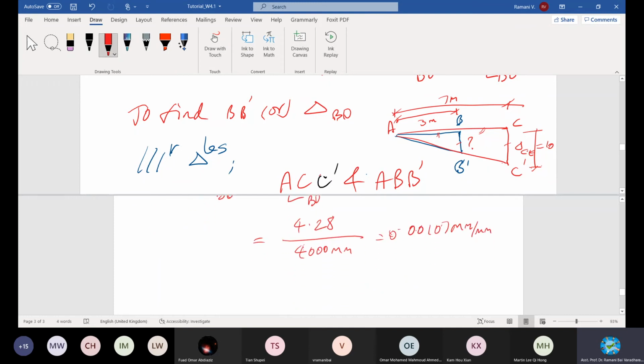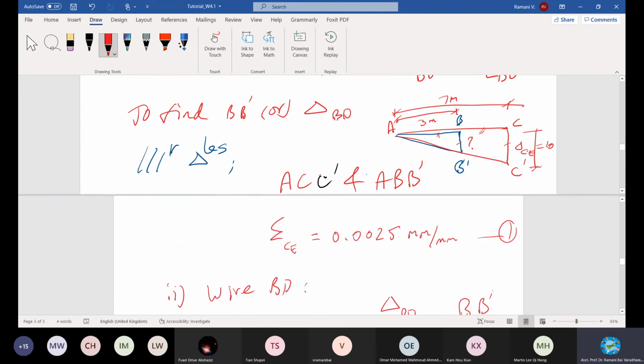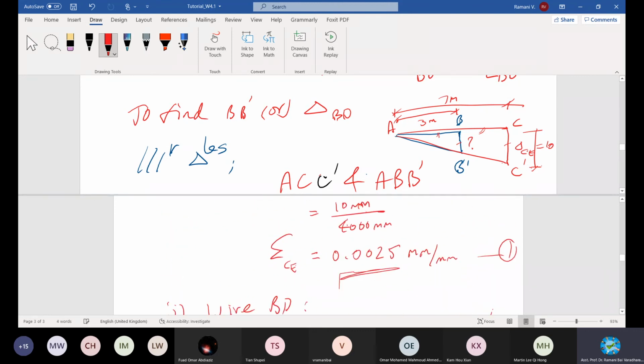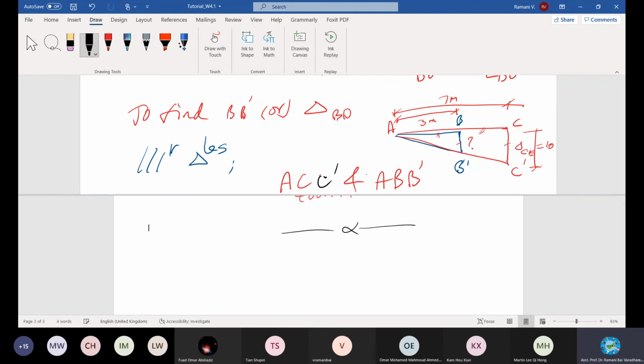We found the strain values at both wires, right? This is at wire BD and this is at wire CE. Any question? I stop here for this question. Shall we move on to the next question? If you have no question on this, do you have any question here? I want to solve the next question.